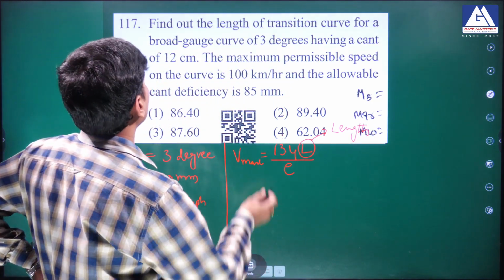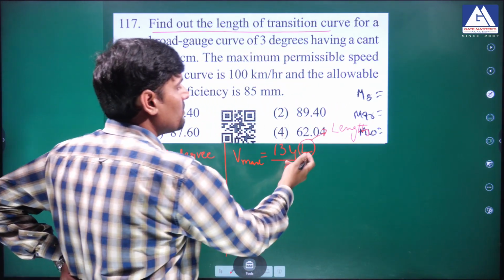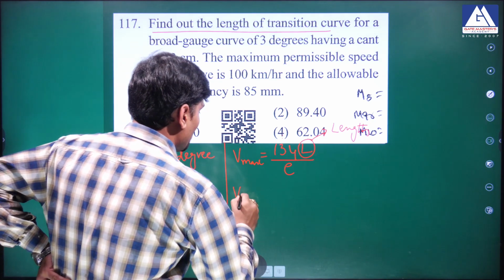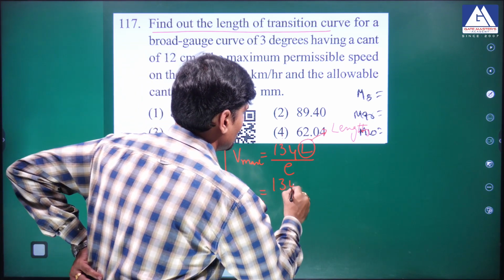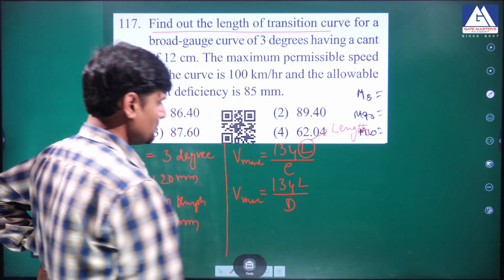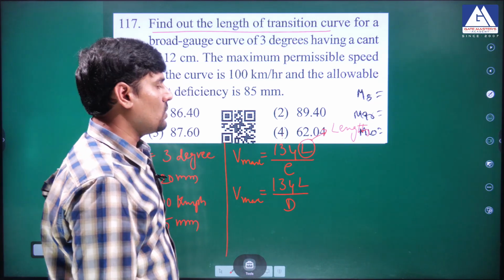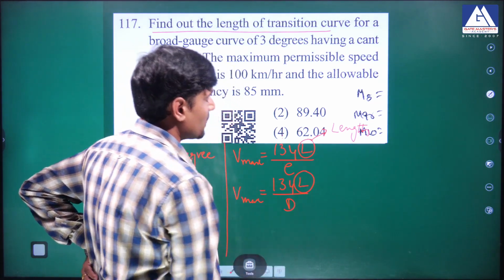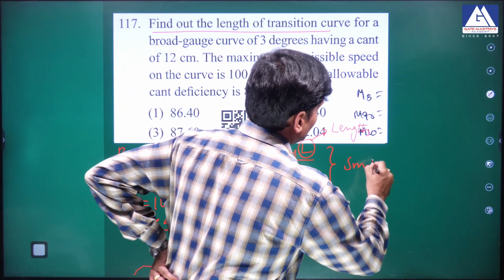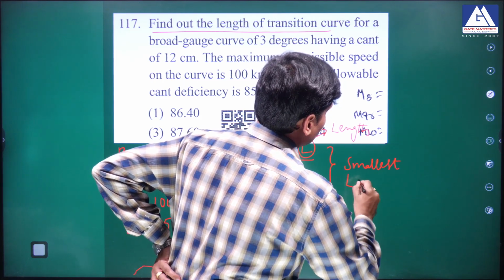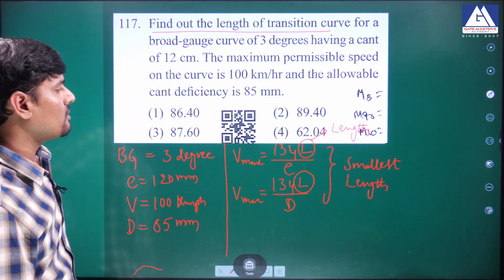Now what is he asking us to calculate? He is asking us to find out the length of the transition curve. So L can be calculated using this formula. The other formula is Vmax is equal to 134 times L by D, if you have the cant deficiency. Using any of these two equations, you can calculate the length of the transition curve, but the smallest length should be considered. The smallest length using these two formulas should be considered as the design length of the transition curve.